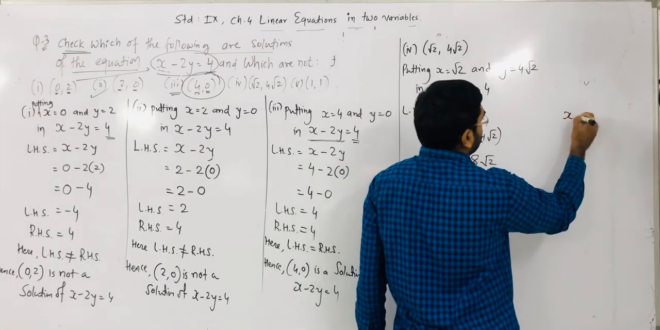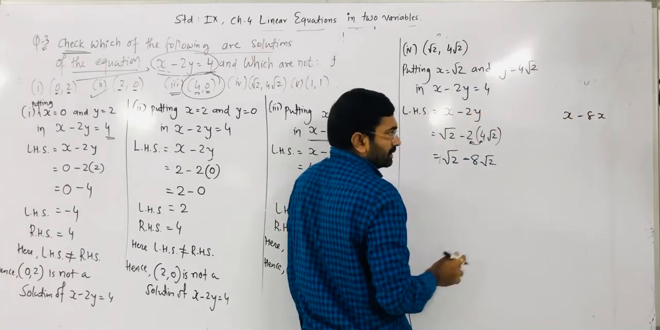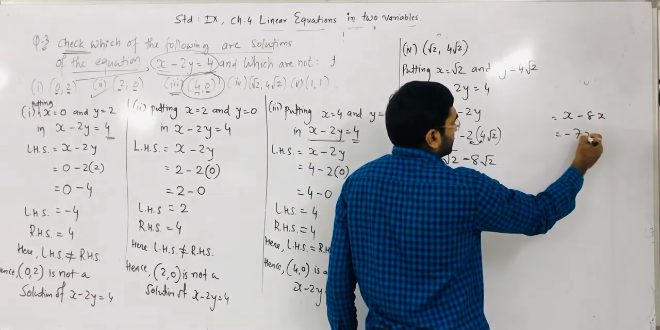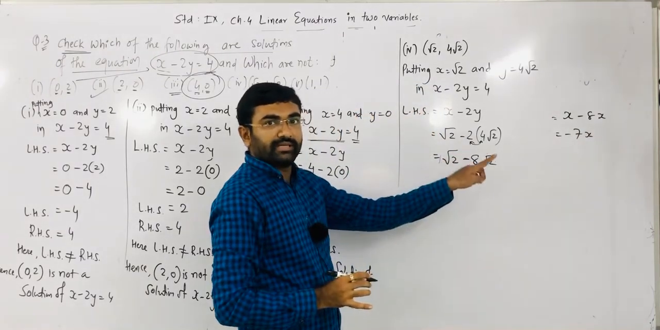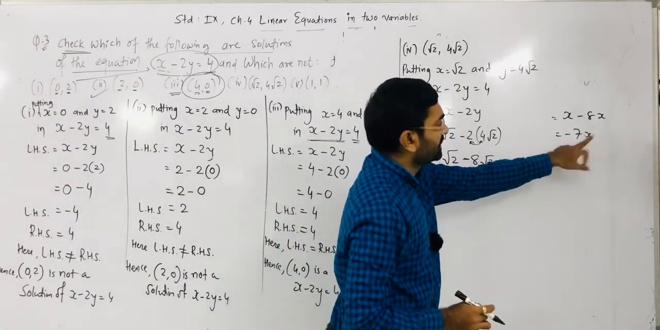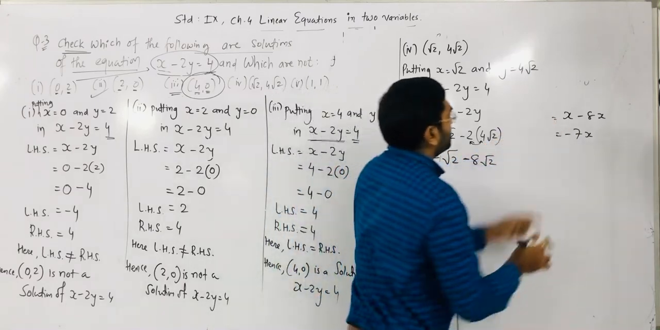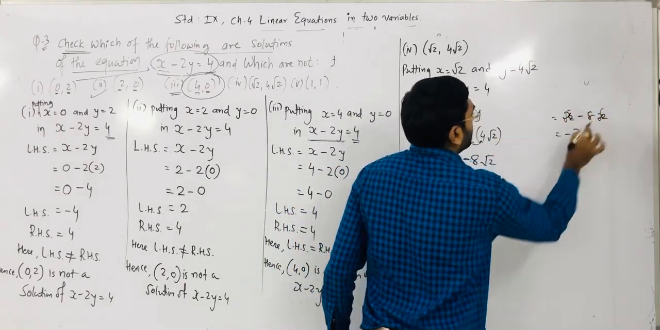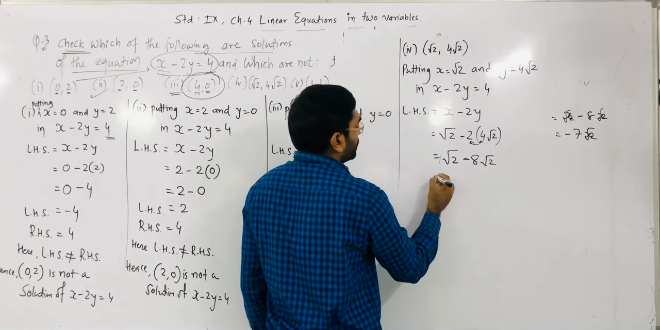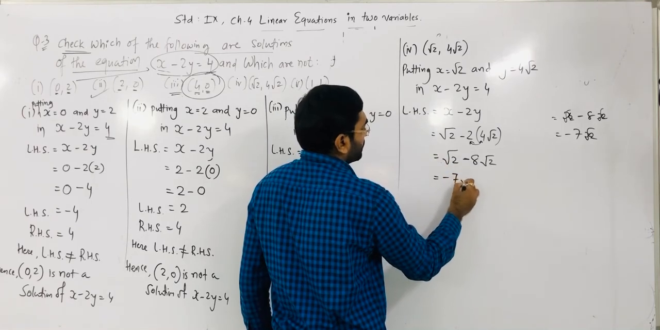Suppose I say x minus 8x. What do you get? Its answer is minus 7x. So x minus 8x gives minus 7x. In place of x, if you put root 2, what is your answer? Minus 7 root 2.